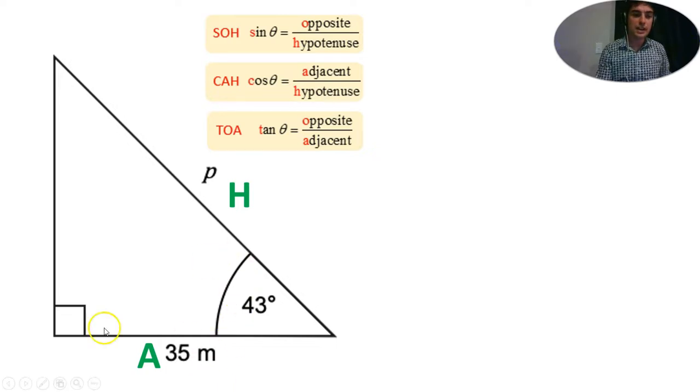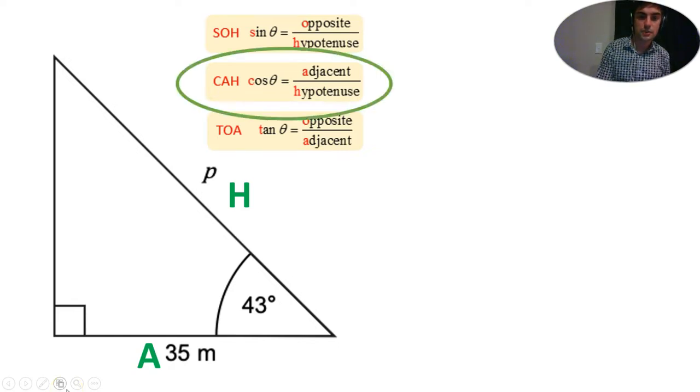Now you'll see we've got an A and an H, and so we have to decide which ratio to use out of the three ratios. The one that has an A and an H is the cosine ratio, or cos. So we're going to use this ratio to solve this question.